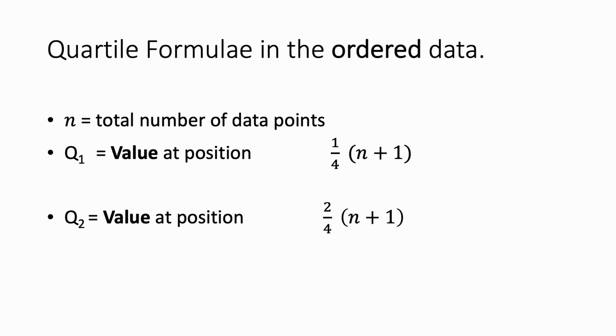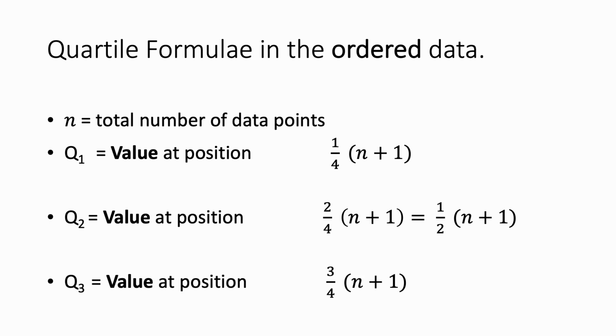Similarly, Q2, also called the second quartile, or the median of the entire data set, exists at position number 2/4 of n plus 1, which is the same as 1/2 of n plus 1. Finally, Q3, or the third quartile, exists at position number 3/4 of n plus 1. So 1/4, 2/4, and 3/4 of n plus 1. Isn't that easy to remember?